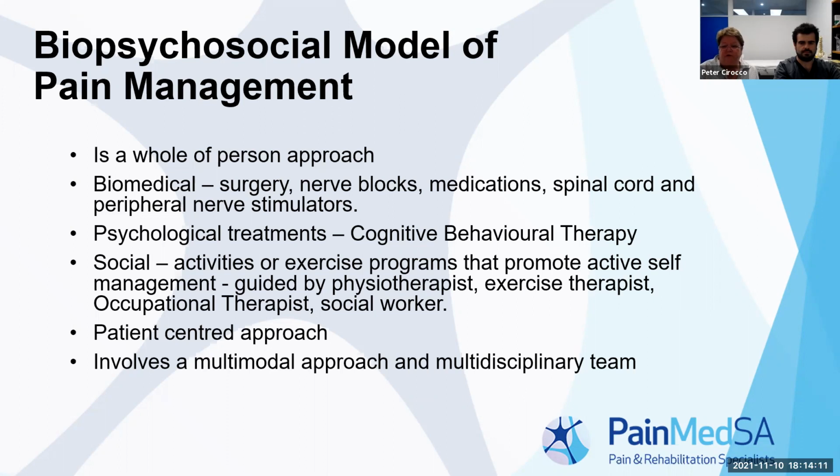So let's break this up and have a look at what the components are. Biomedical includes managing patients' pain by surgery, nerve blocks, or medication. There's also more invasive medical procedures such as spinal cord and peripheral nerve stimulators, which are used in pain clinics. Commonly used medications include anti-inflammatories, paracetamol, antidepressants, anticonvulsants, and we use opioids. It can also include pharmacological treatments for depression and anxiety.